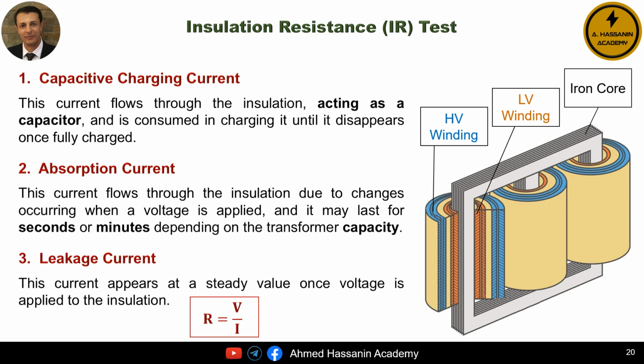The third type of current is the leakage current. This type of current appears with a stable and constant value as soon as the DC voltage is applied to the insulation. Therefore, dividing the DC voltage by the value of this current gives the actual insulation resistance value of the transformer. From this, we understand, and we must pay close attention to this point, that in order to obtain an accurate and true result from the insulation resistance test, it is very important and absolutely necessary not to take or record any readings of the leakage current until both the capacitive charging current and the absorption current have decayed to zero.